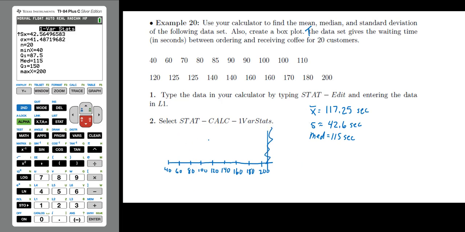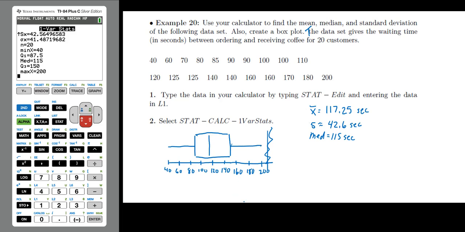All right, and so now I can put in my box plot, so I definitely have a minimum of 40, and it's going to go up to 87.5. Puts me right about there. And there's the left part of my box. Then I'm up at 115, which maybe puts me right about there. And then the third quartile is 150, which puts me there. And then that extends up all the way to 200.